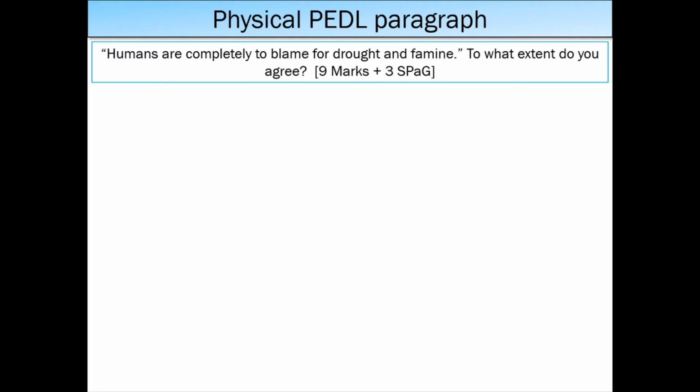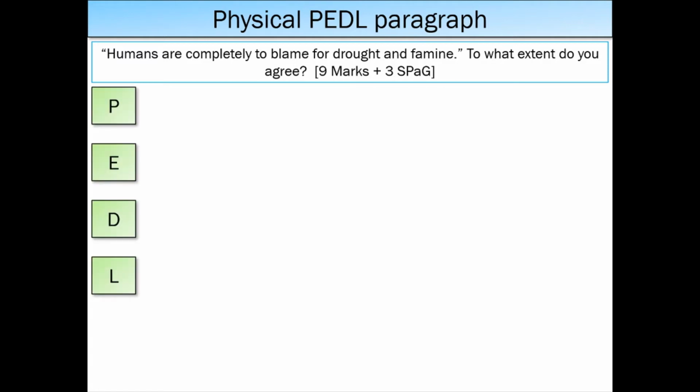So on the board, or on the slide, sorry, I'm just going to put up the PEDL, and you can see the letters there. I'm also going to put up what each letter links to. So we've got our P that links to our point, we've got E that links to explain, D which is develop, and then L which is our link. So we're going to go through now using this structure to explain how we would answer this question.